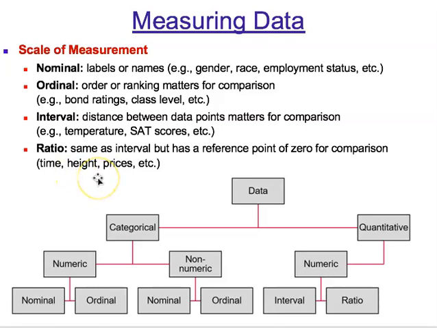Look at height. If someone is 3 foot and someone else is 6 foot, you can say the 6 foot person is twice the height. If you pay $10 for something and later on you pay 20, you're paying twice as much. It all comes back to the fact that 0 is the starting point for comparison with ratio data. So we can do those kinds of multiplication and division comparisons.